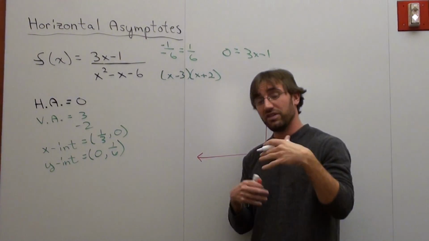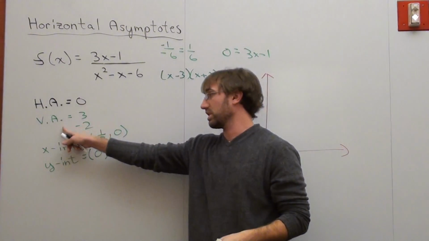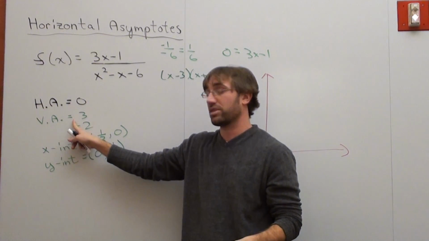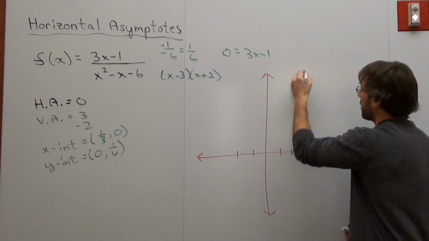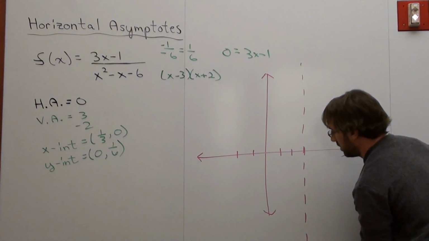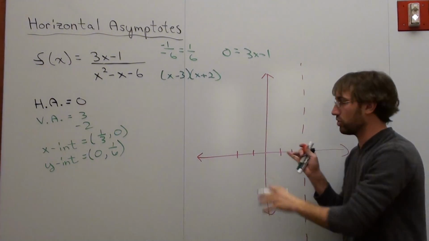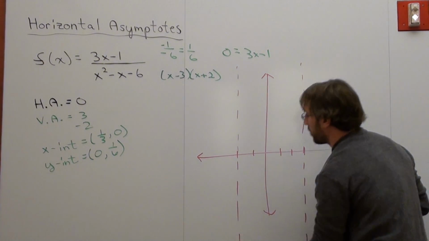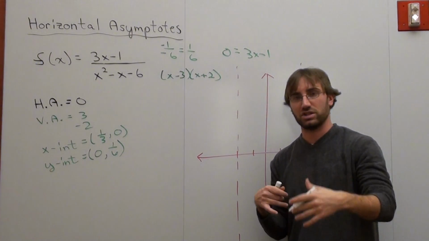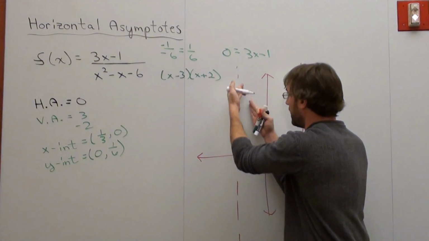So, if I want to do this correctly, first of all, I want to account for my vertical asymptotes, which occur at 3 and at negative 2. So at 3, there's no graph. There's no graph that exists. And at negative 2, there's no graph that exists. That's the whole definition of a vertical asymptote. It's not going to hit this point at all.